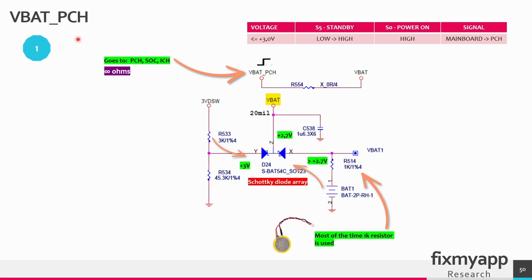In power sequence 1, we need to create an RTC power of 3 volts. In standby mode and power on mode, this voltage has to be present, so it has to be around 3 volt high, and the signal is created on the motherboard and will go to the PCH. S5 is a standby mode, so the ATX power supply is connected and the 5 volt standby voltage is created. And S0 is power on, so when you press the power button, the system boots up, and that is the S0 state.